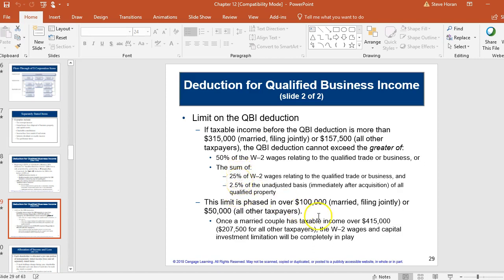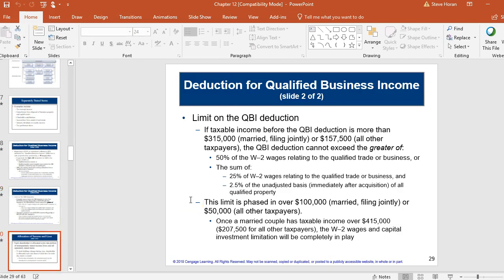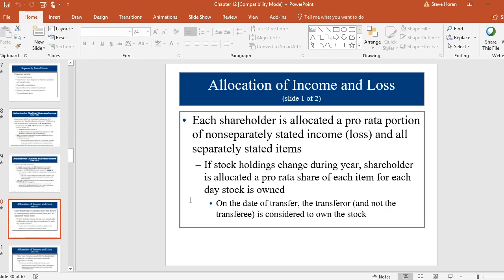And the limit is phased in over 100,000 or 50,000, depending if you're married or everybody else. Okay, so just a few little rules to think through. So it kind of just takes you back to when the class first started and we had all the QBI stuff.